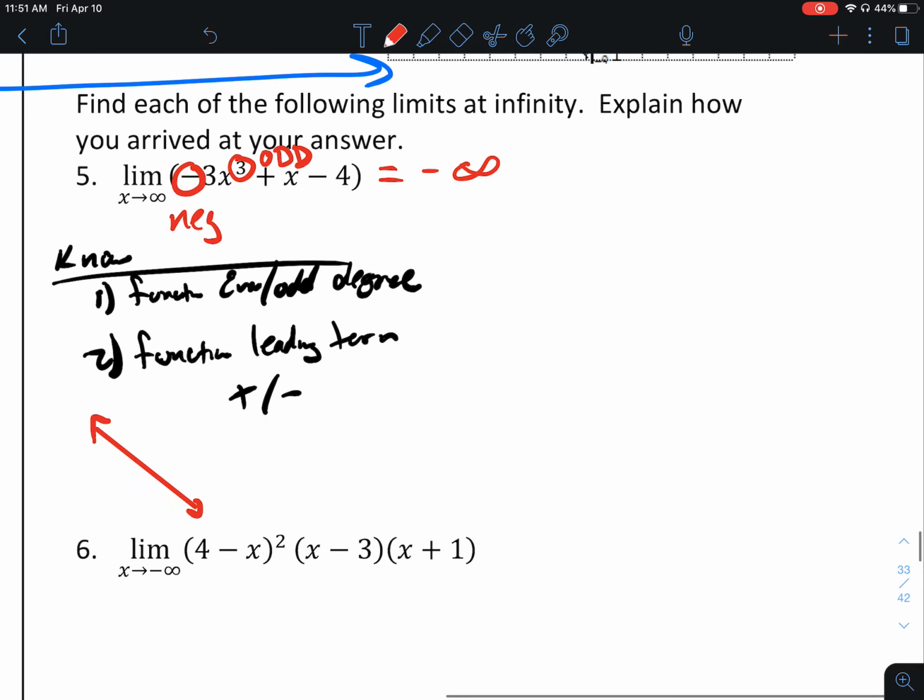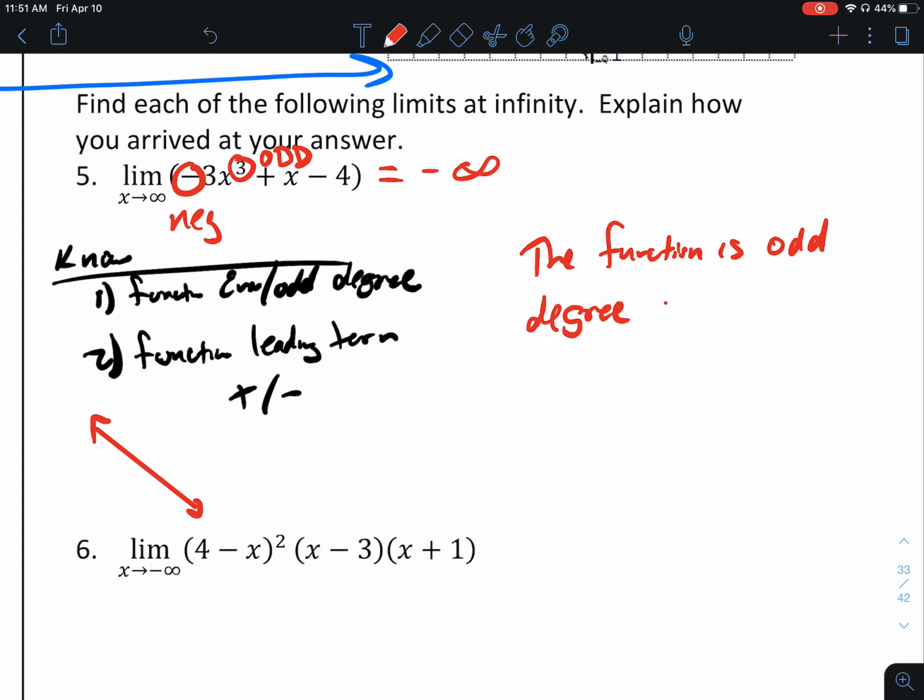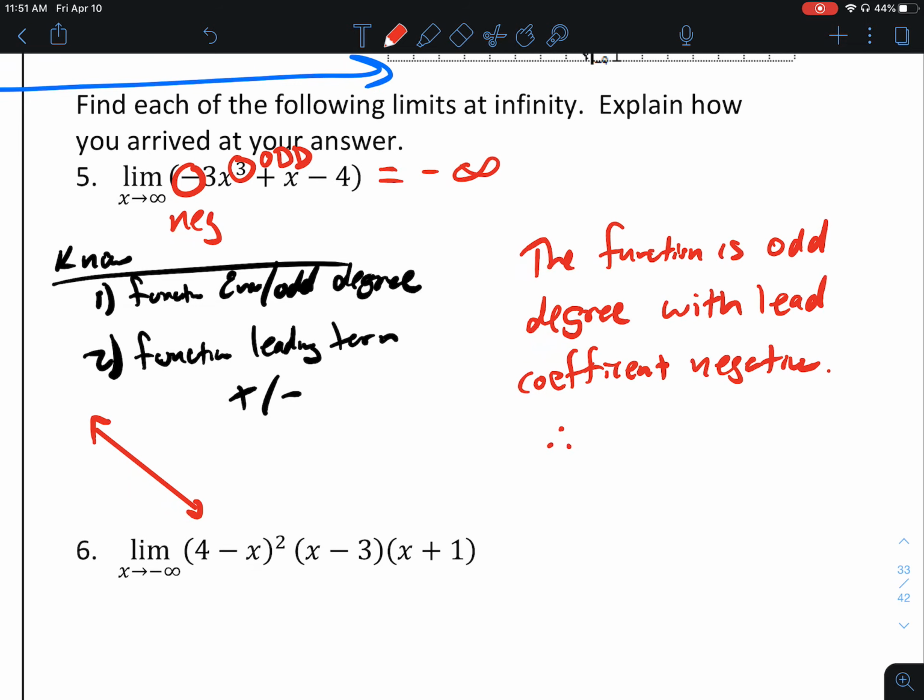Explain how you arrived at your answer. Well, the function is odd degree with lead coefficient negative. Therefore, the graph falls to the right.